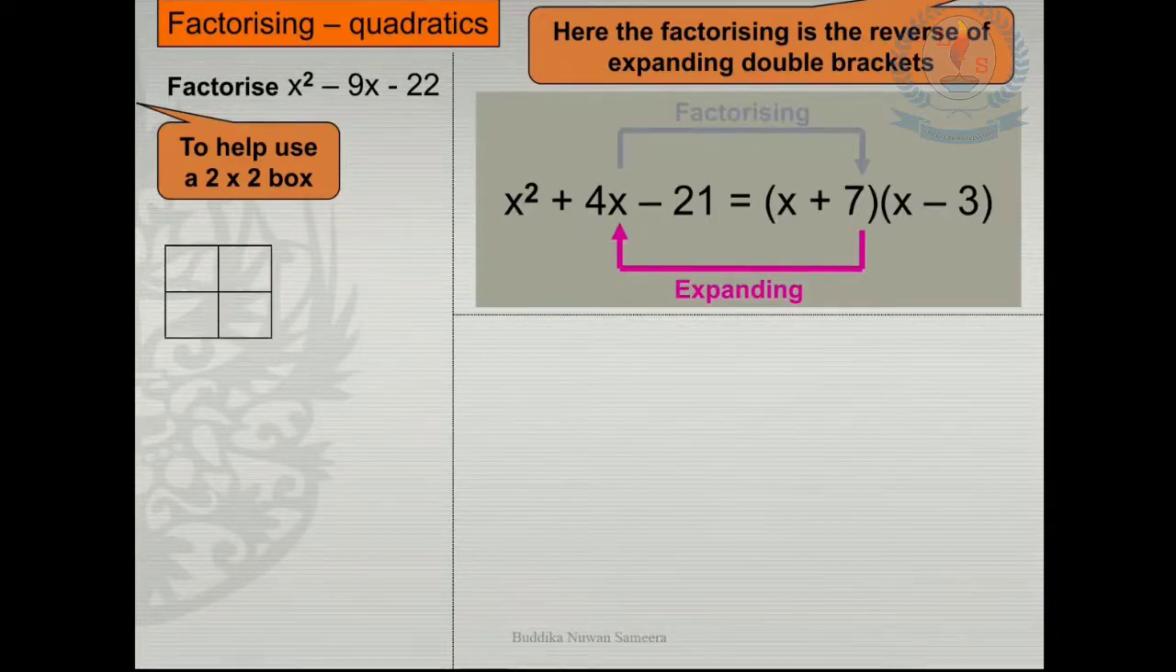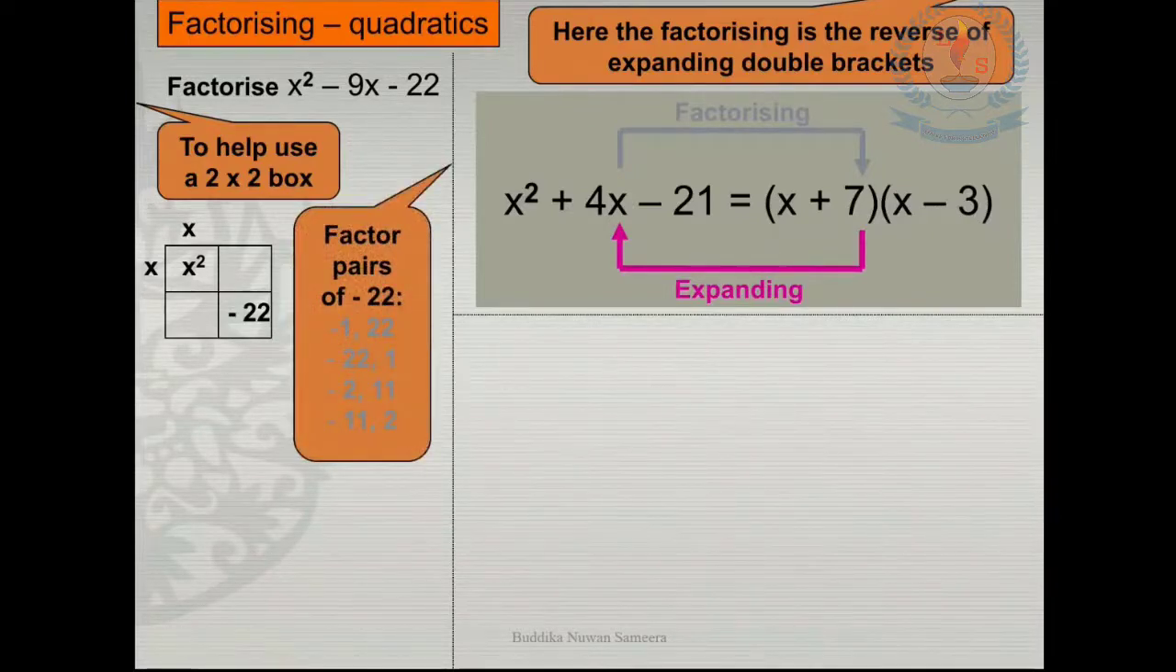For that, you can take a 2 by 2 box. We know that when you multiply x and x, it forms x square, and the constant term is minus 22 here. From this minus 22, you need to make minus 9. So how to make minus 9 from minus 22? First thing is, you have to check what are the factors of minus 22.